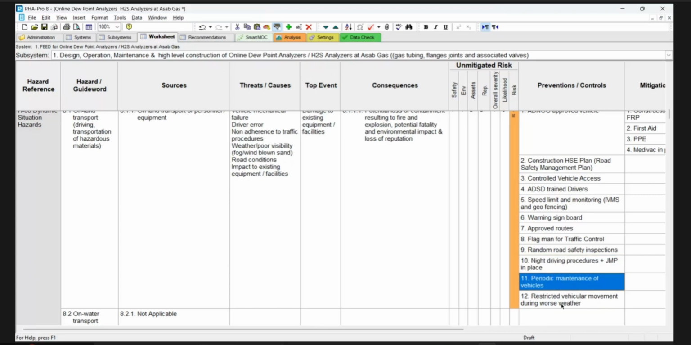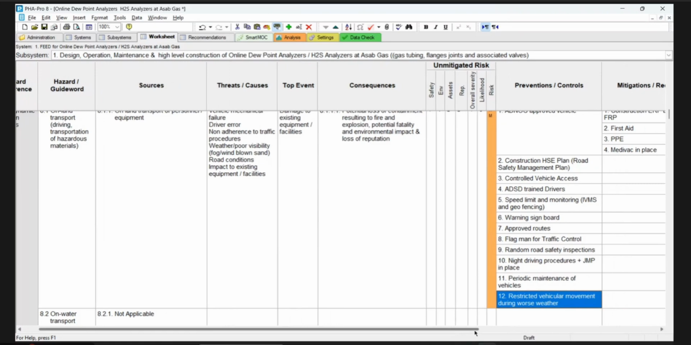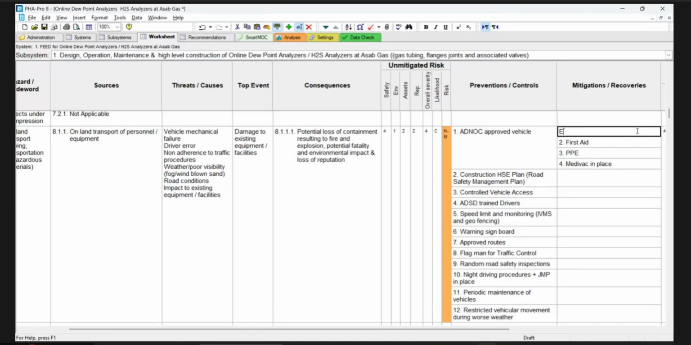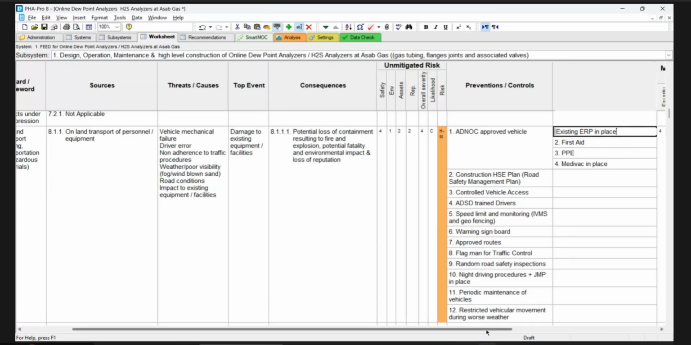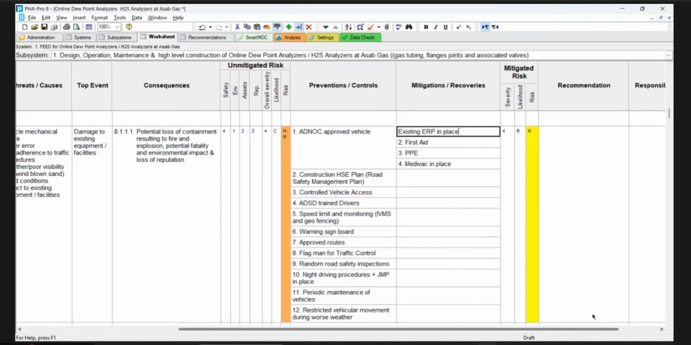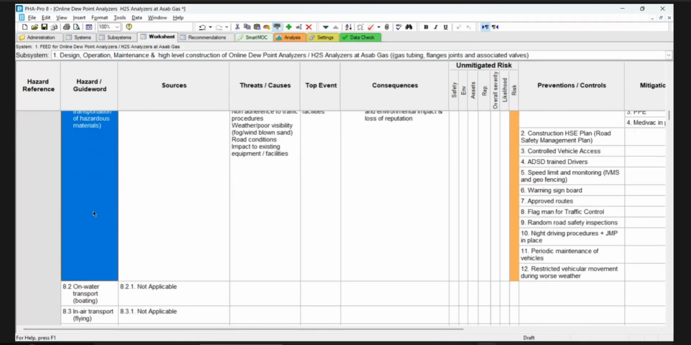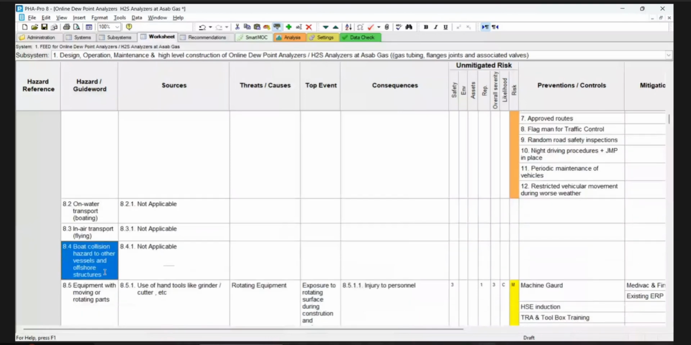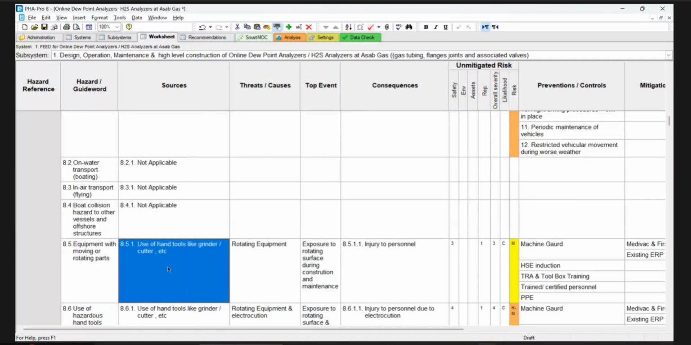Periodic maintenance and restricted this one, and we have got a standard mitigation, and this is standard. We say bridging document. So existing. Yeah, okay. So other than that, we are okay. This is a 4B. That is okay. On water, no. Air, no. Boat, no. Equipment, moving parts. So this is standard approach.